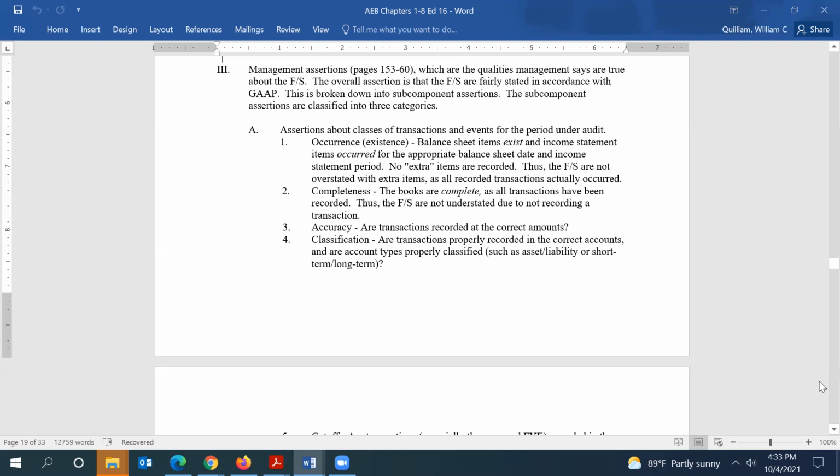Now, the mirror image of that is completeness. The books are complete, as all transactions have been recorded. Thus, the financial statements are not understated due to not recording a transaction. Completeness is exactly the opposite. Completeness says everything has been recorded. We have not omitted something. We have not left something out. So whenever you see completeness, think no understatements. So you see the mirror image of these two.